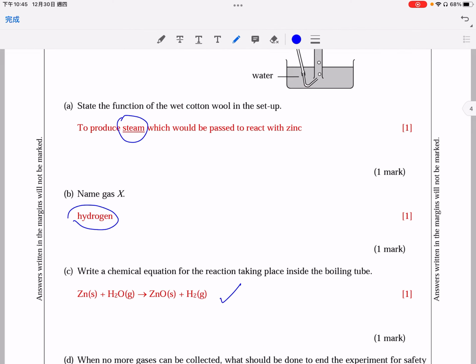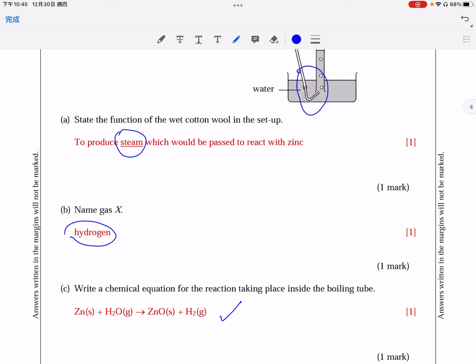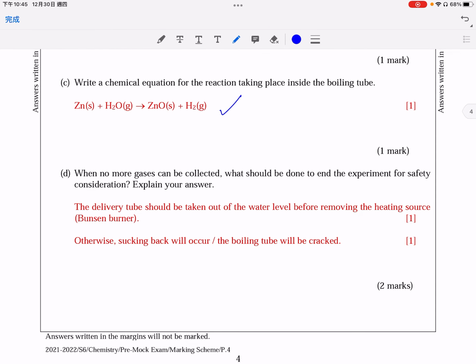Part D. Please make sure that you take out this delivery tube from the water level as the first step. Many of you answered this question poorly. This is step 1. You must do this. Of course, in your answer, you must also mention step 2.